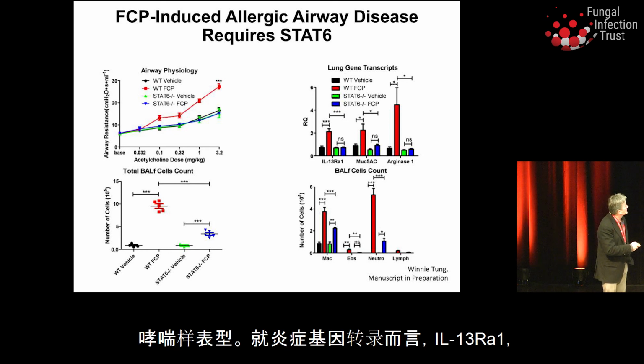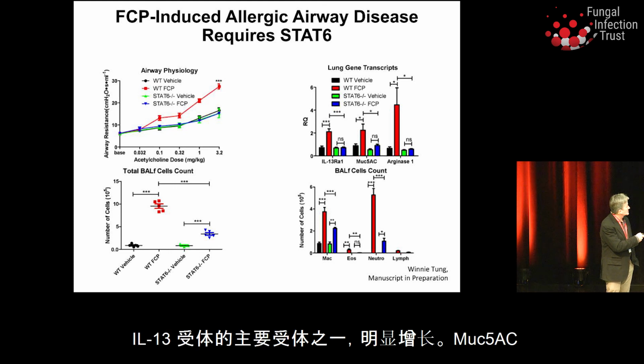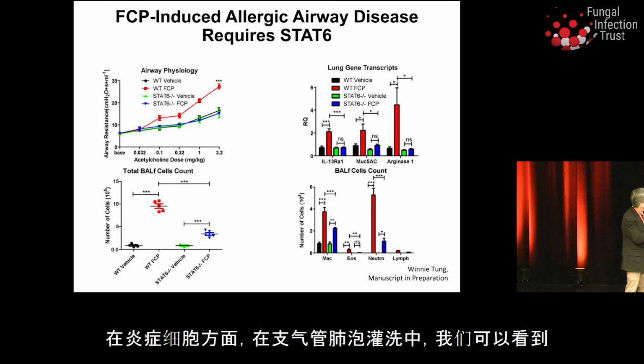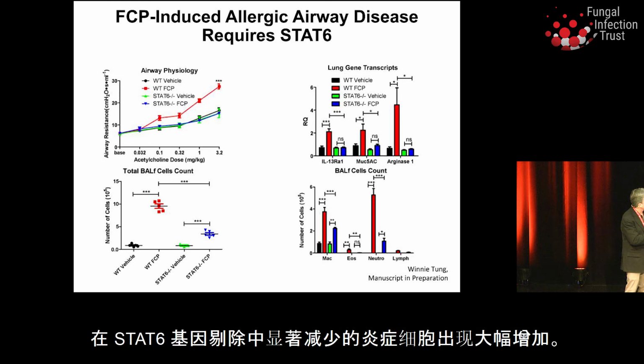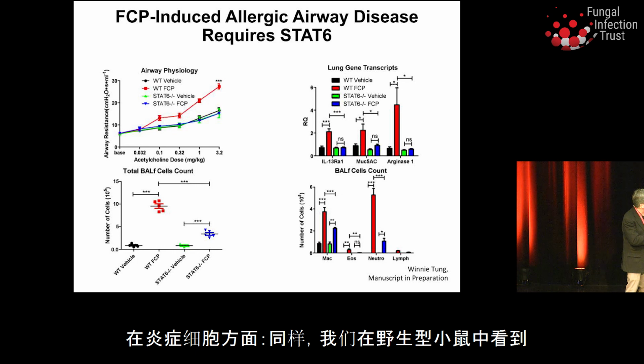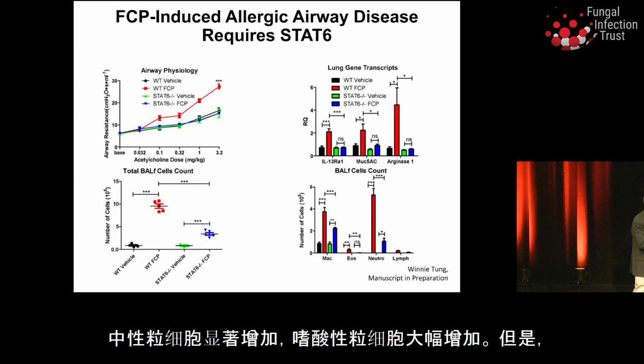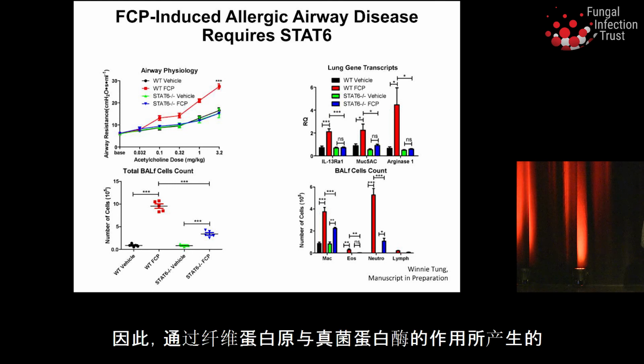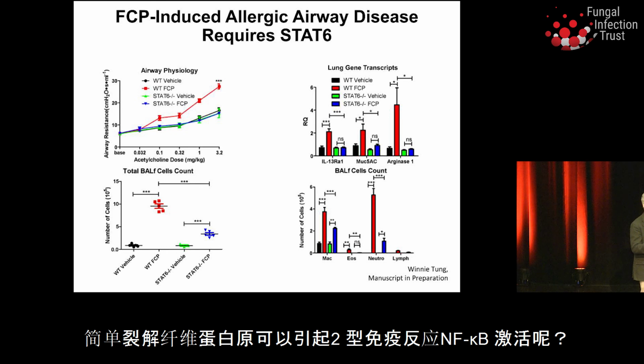In terms of inflammatory gene transcripts, IL-13 receptor alpha-1, one of the major receptors for IL-13, goes markedly up, as does MUC5AC and arginase 1, a marker of type 2 IL-4, IL-13 activated macrophages. In terms of inflammatory cells in bronchoalveolar lavage, we get a substantial increase in inflammatory cells that is markedly reduced in the STAT6 knockout. And then again, marked increases in neutrophils and significant increases in eosinophils in wild-type mice, but most of that is abrogated or markedly reduced in the STAT6 knockout mouse. So the type 2 immune response can be induced through simply cleaved fibrinogen, resulting from the interaction of fibrinogen with fungal proteases.